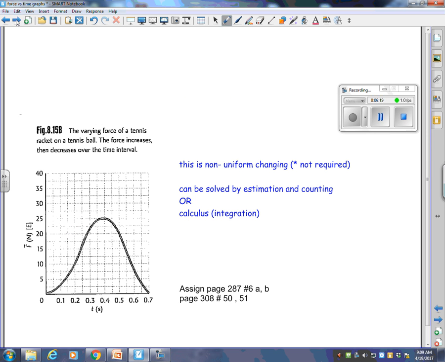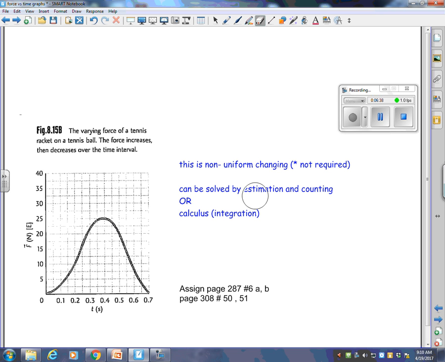What do you do if it's like this? This is a non-uniform changing force, right? The force is not changing uniformly. It's kind of increasing and then it's going like this. This is in fact a normal curve, a normal distribution curve, which I don't think they teach much anymore in applied math. What would you do?